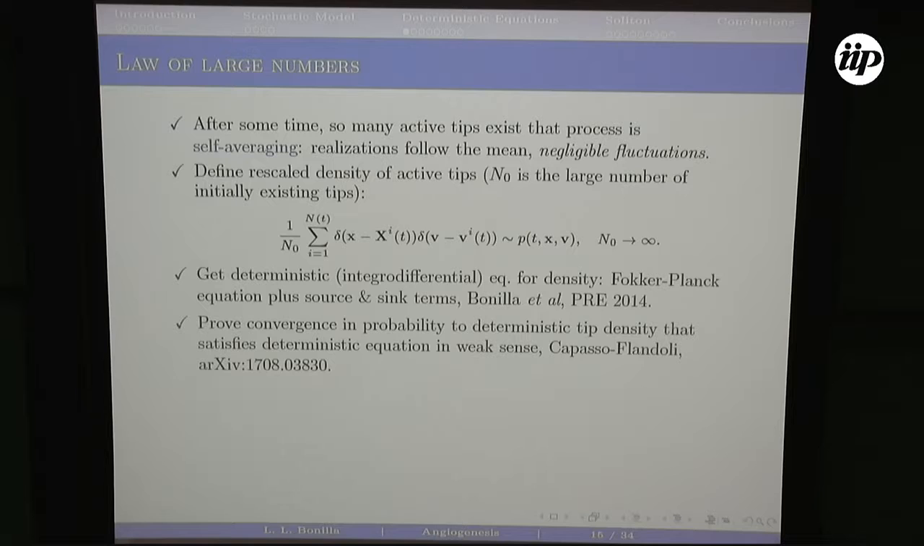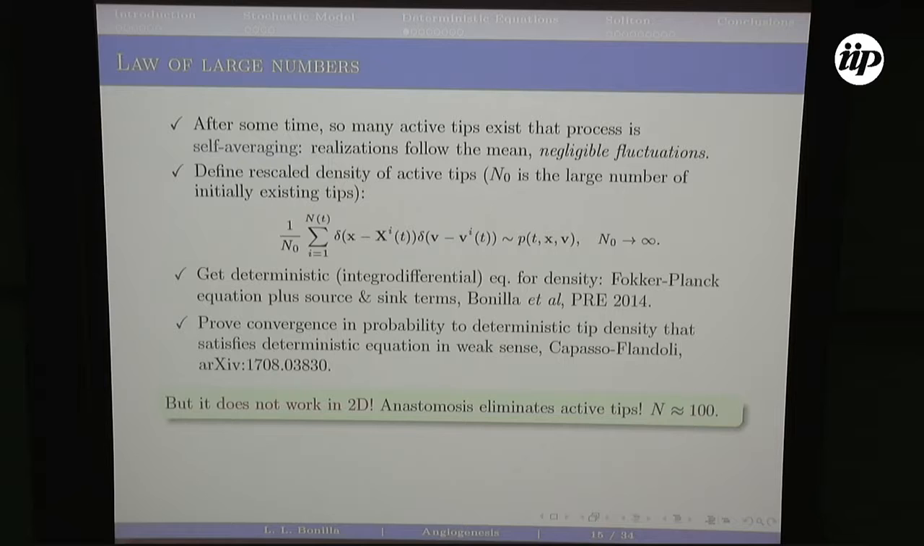Well, if you do the simulations, then things are not so clear, because in 2D it doesn't work. You cannot get a lot of tips because the anastomosis is very efficient. What happens is that you never get more than 100 tips. And if you measure the fluctuations, they are huge. Therefore, this law of large numbers in this particular two-dimensional case that we are studying doesn't work too well.